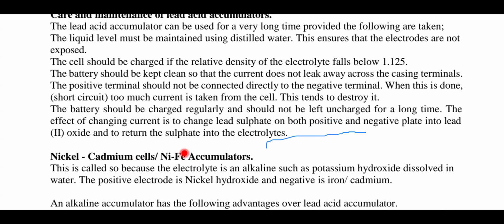Now, what is the use of the alkaline accumulator, a battery that has an alkaline, compared to a battery that uses an acid? Here we have the alkaline accumulator and the lead acid accumulator. We want to see the advantages of alkaline accumulators compared to the lead acid accumulators. What are the advantages of using an alkaline compared to using an acid is what we want to look at in this point.